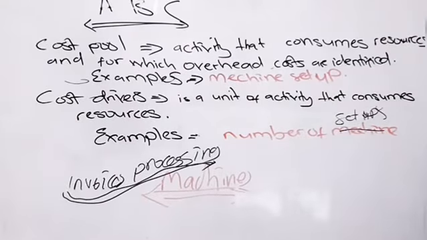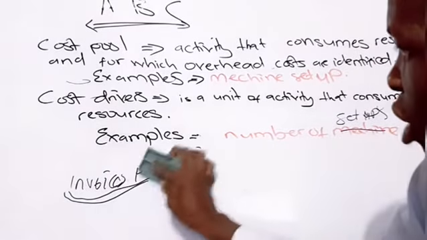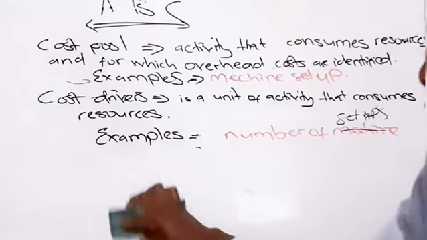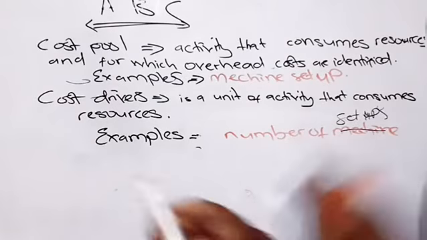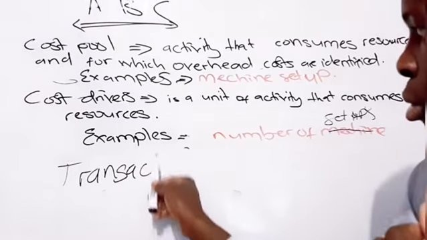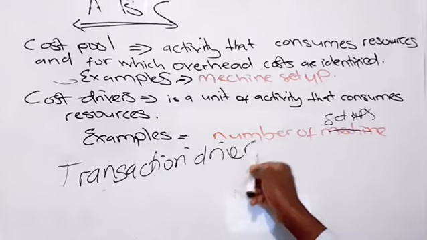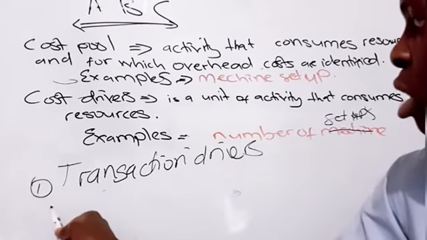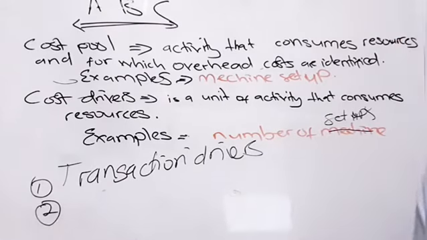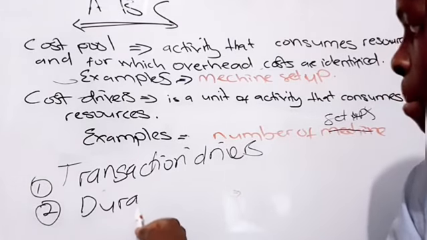And then the next one is duration drivers, okay? So the first one we just did is called a transaction driver, and that's the first one. The second one that I'm going to do is duration drivers, okay?